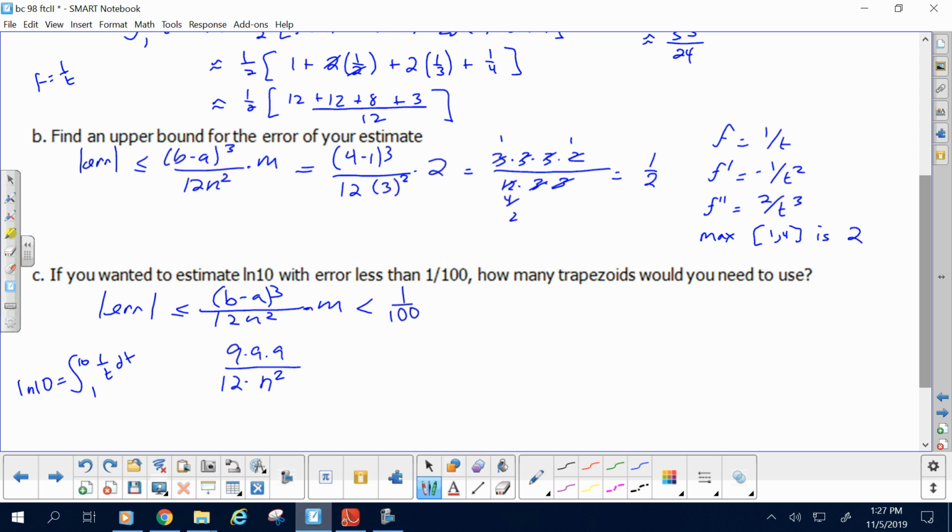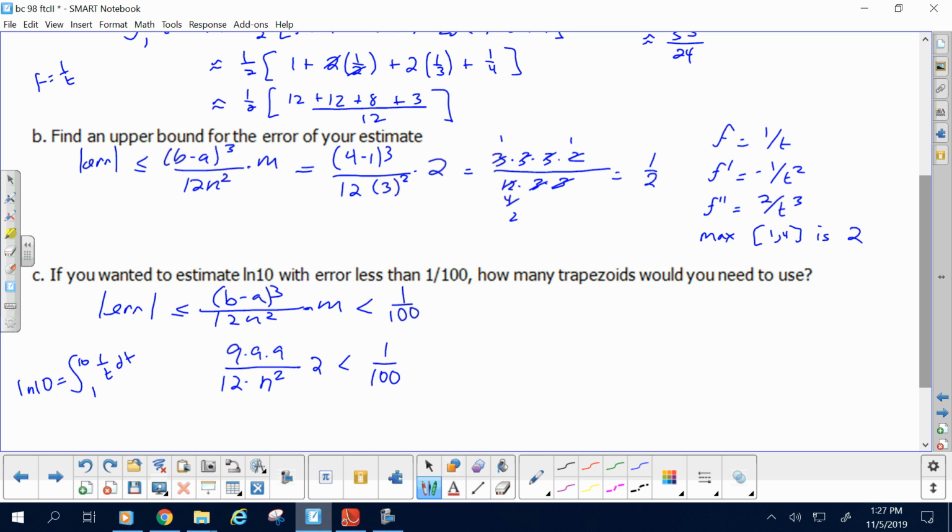No, that's the question. How many trapezoids is the question. What about m? Still 2. Will it always be 2? In what case would it not be 2? If you were estimating something less than 1, like a half, for example, then you would not be using 2. But in this case, it is 2.